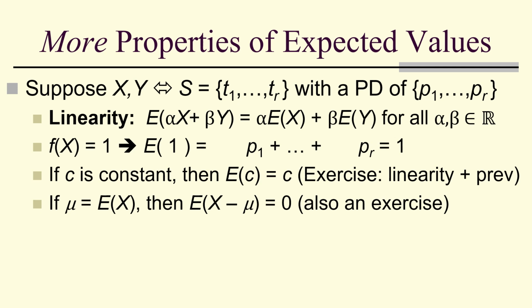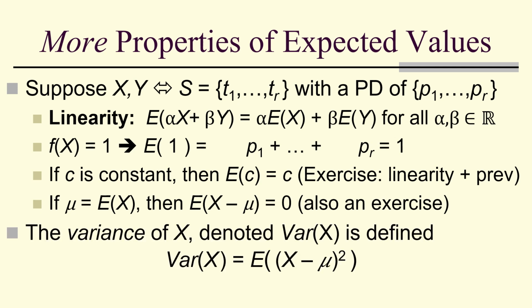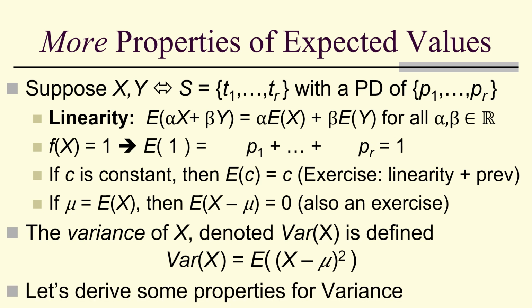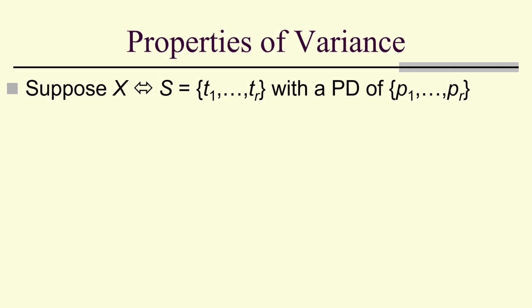And if mu is equal to E of x, then linearity says that the expected value of x minus mu is 0. Now we're also going to look at the variance, which is the expected value of the variable x minus mu, that quantity, squared. So let's look at some properties for variance.